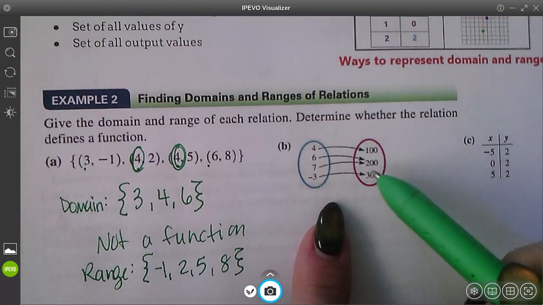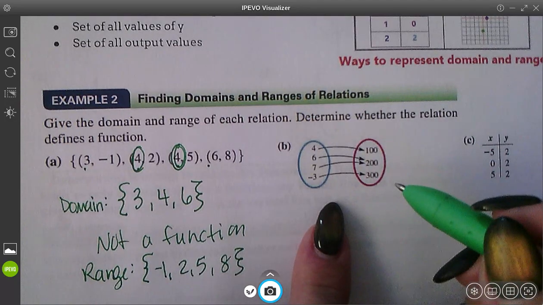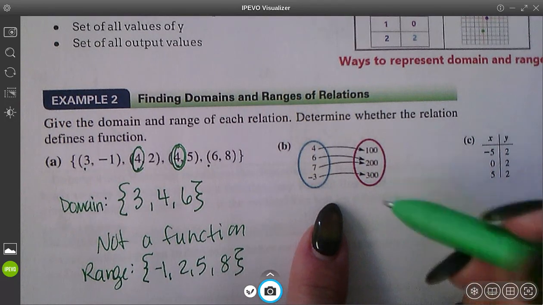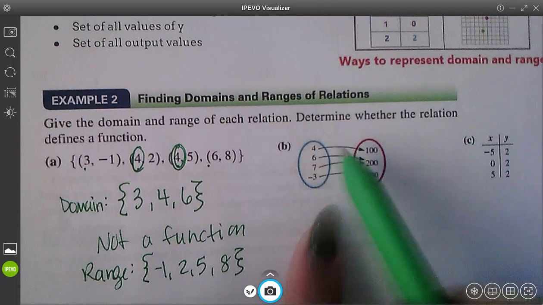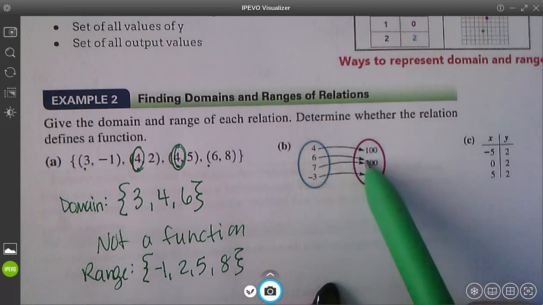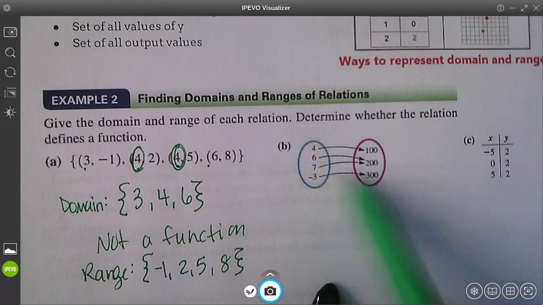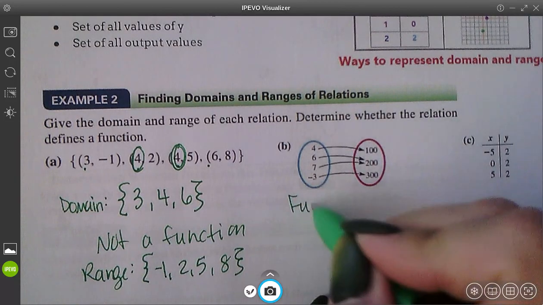Here is a mapping diagram. Remember, in a mapping diagram, no x value can send out 2 arrows. So 4 is only sending 1, 6 is sending 1, 7 is sending 1, and -3 is sending 1. So this is a function.